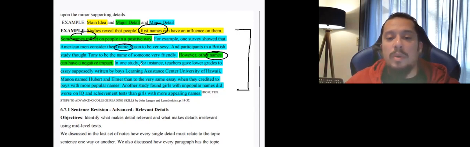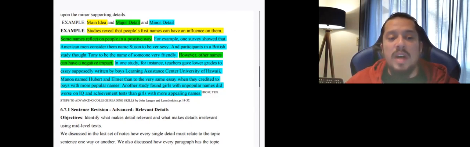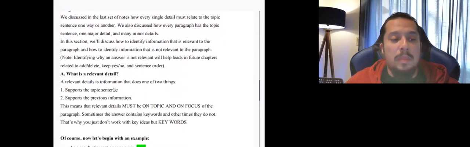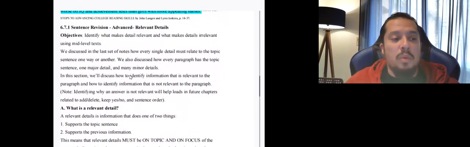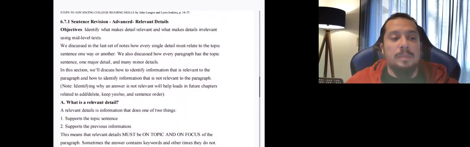So when you choose an answer about something else, it was off topic. Your answer needs to be on topic. It needs to discuss what's being discussed in the paragraph. So now, section 6.7.1, relevant details. Well, what do relevant details mean, right? Okay, we understood what a paragraph is, and we understood what major details and minor details are. So now we need to understand what a relevant detail is.